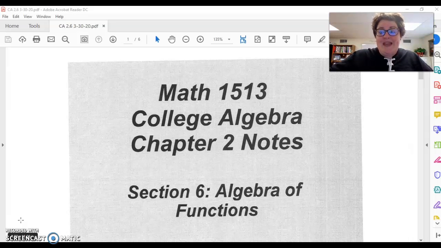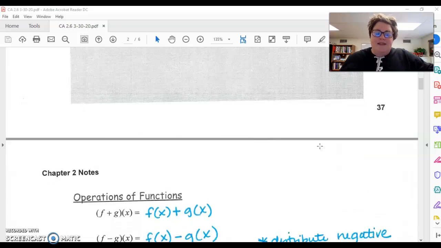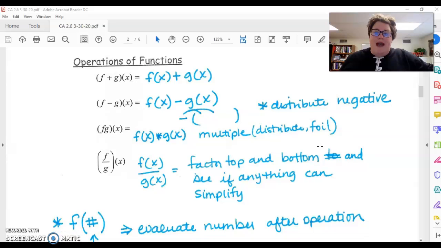We'll see. Okay, so for this section, we're going to do 2.6. And 2.6 is really the algebra of functions. Instead of looking at graphs of your functions, we're actually going to look at the operations of them. Given two functions, f of x and g of x, we can do all the operations. We can add, subtract, multiply, and divide.